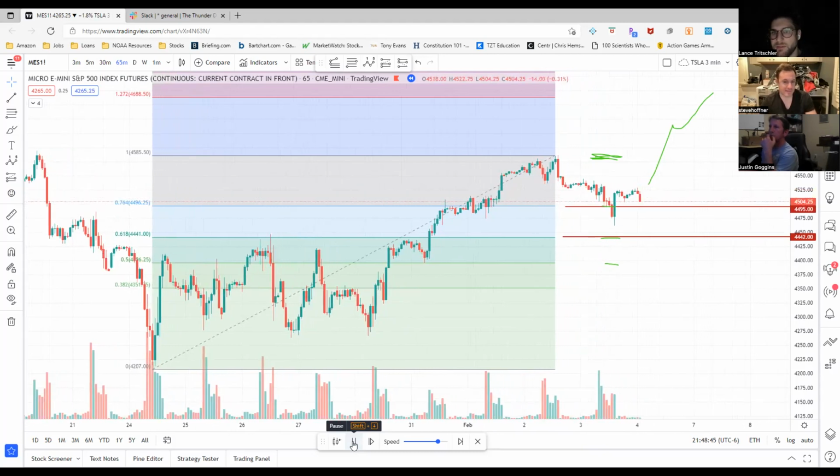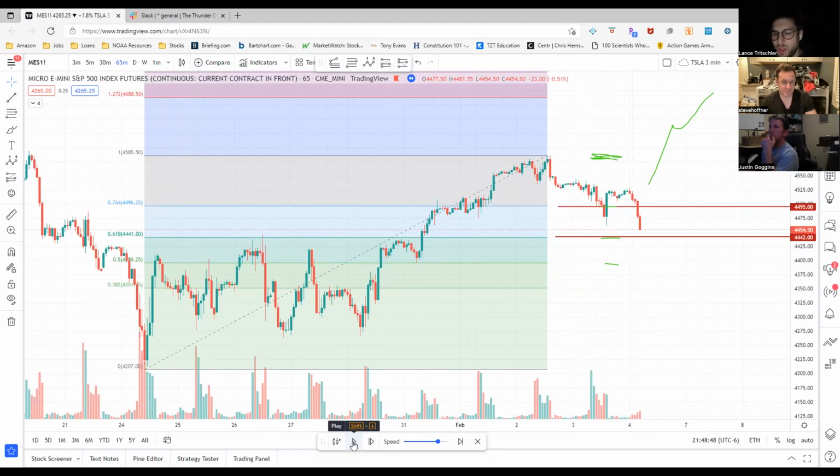Okay, so right here, honestly, one could have potentially considered buying this dip right here. But you would be playing in between a level, right? Right.